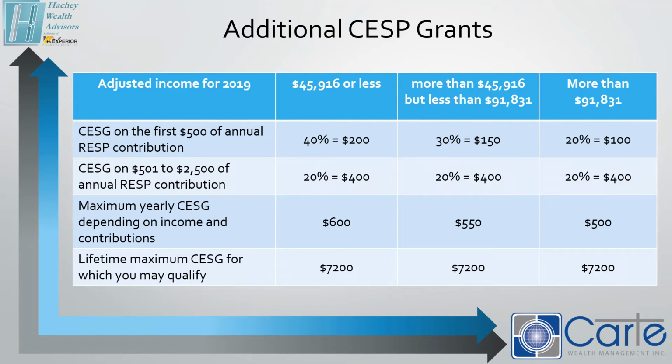Okay, and of course, if you make more than $91,831, then basically the government will just give you the regular grants that we've talked about before. Okay, so it's an important thing to note. If your household income levels are within those limits, the government will give you additional grants based on your income and based on your contribution.